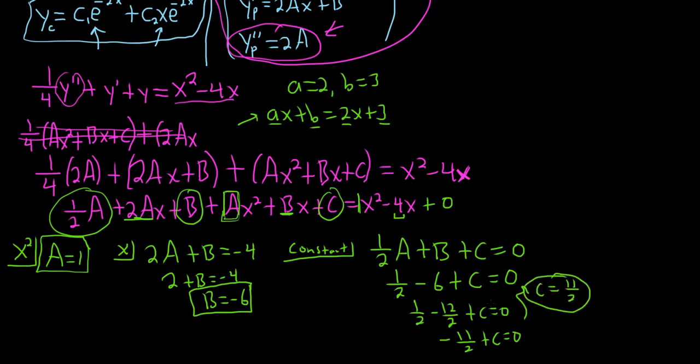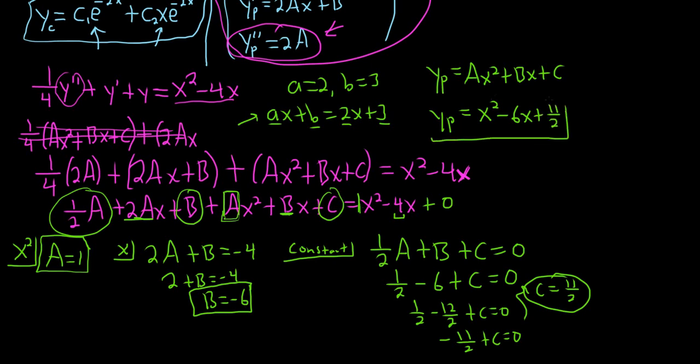All right. So now that we have C, we have A, we have B, we can plug them back into yp. Recall that yp, you can't see it, but we had it written down up above. It was ax squared plus bx plus c. So now yp is going to be x squared, because our a is 1. B is negative 6, so minus 6x. And then c was 11 halves. So that, my friends, is our yp.